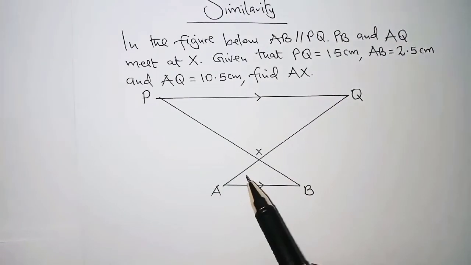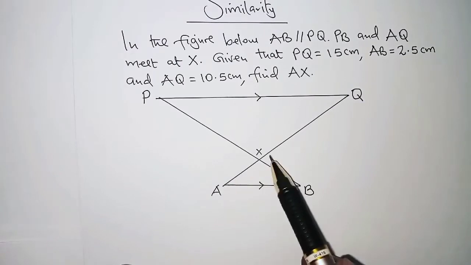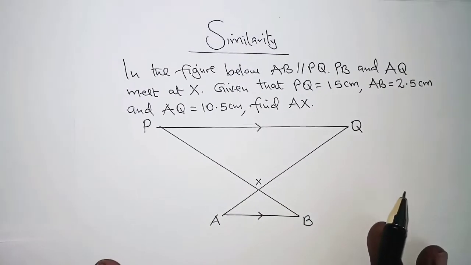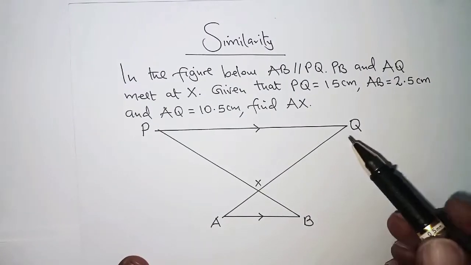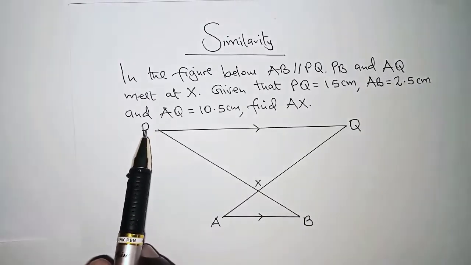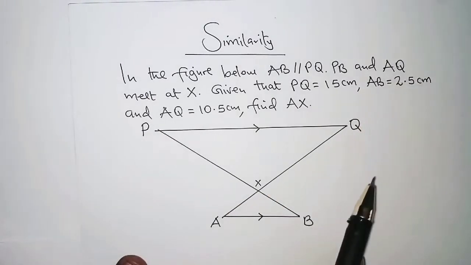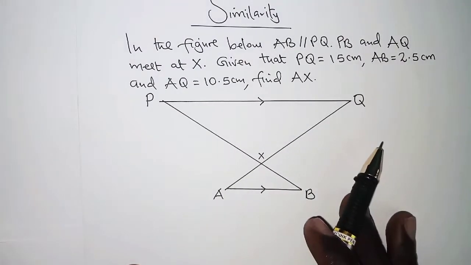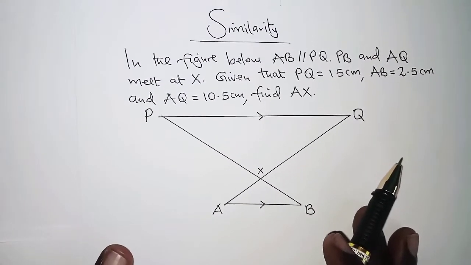So where is AX? AX is right here. So we're required to get the value of AX. Before we get AX, it's important to note that this is a question on similarity, and you can see that on these two triangles, we have triangle PXQ and triangle AXB. So how do we tell that they are similar?